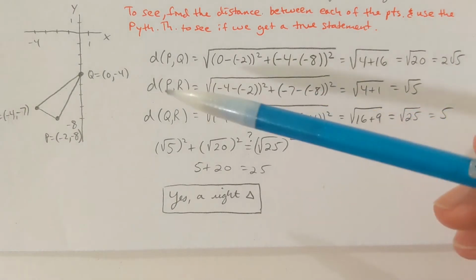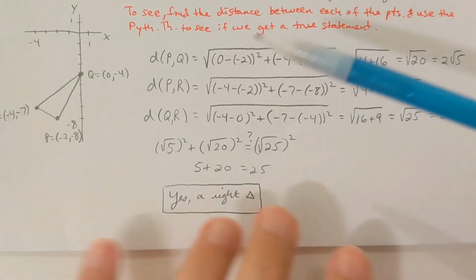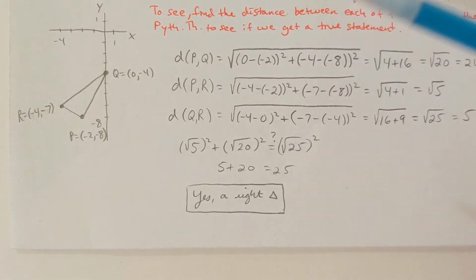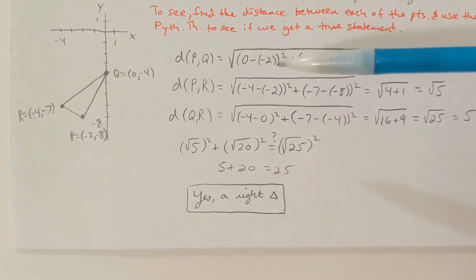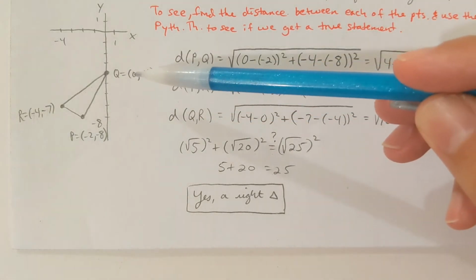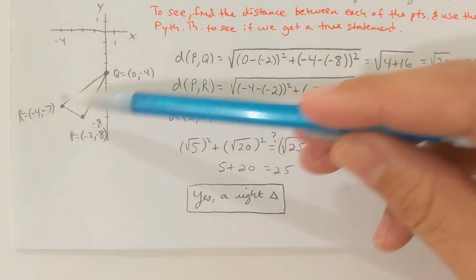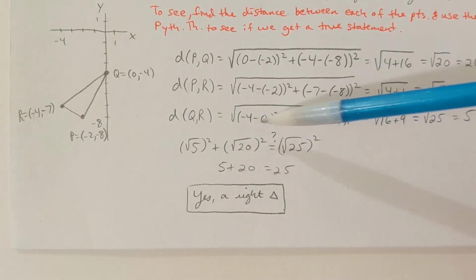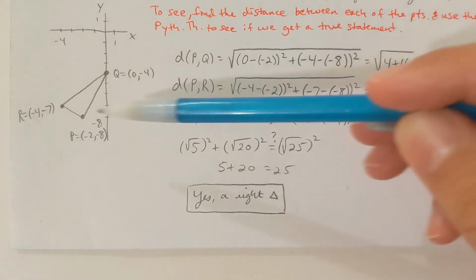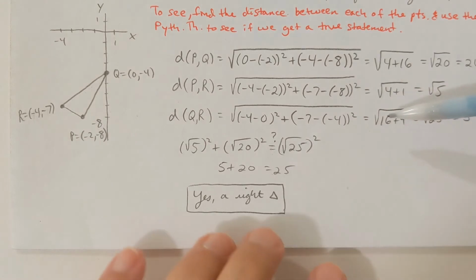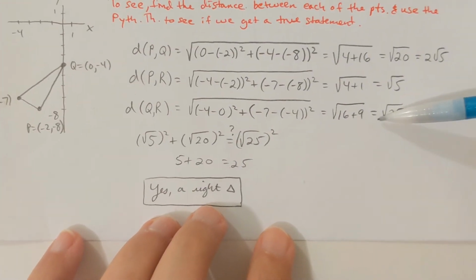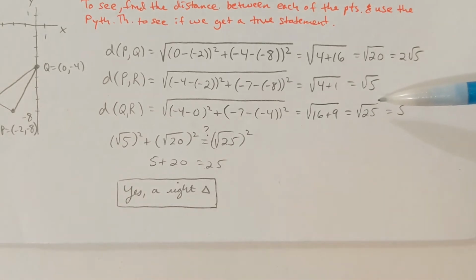The distance between Q and R is the same deal. So we want the square root of the difference in the x's squared plus the difference in the y's squared. So the difference in the x's squared, 0 minus negative 4, negative 4 minus 0 squared, plus negative 7 minus negative 4 squared, which is equal to the square root of 16 plus 9, which is the square root of 25, which is 5.